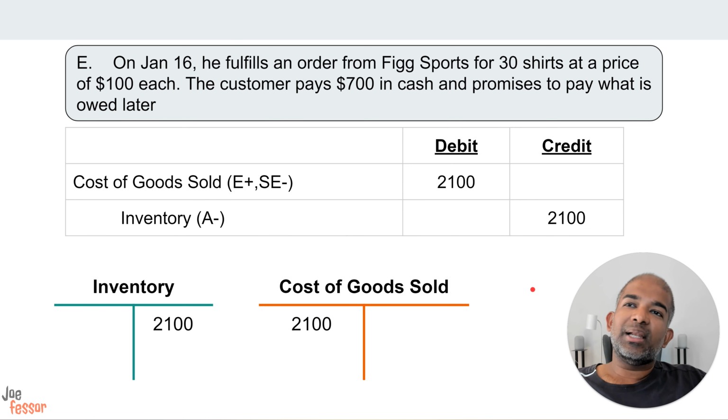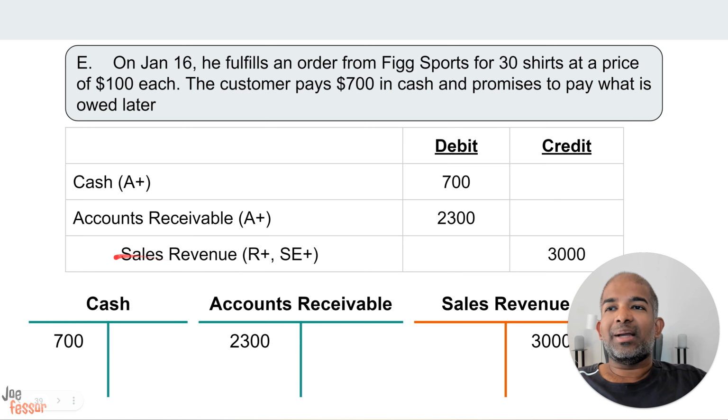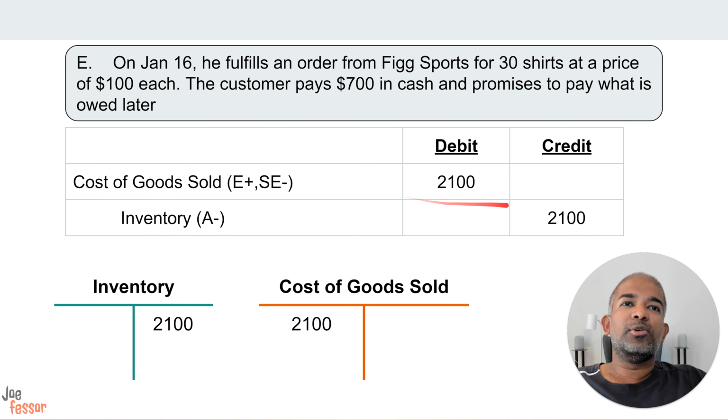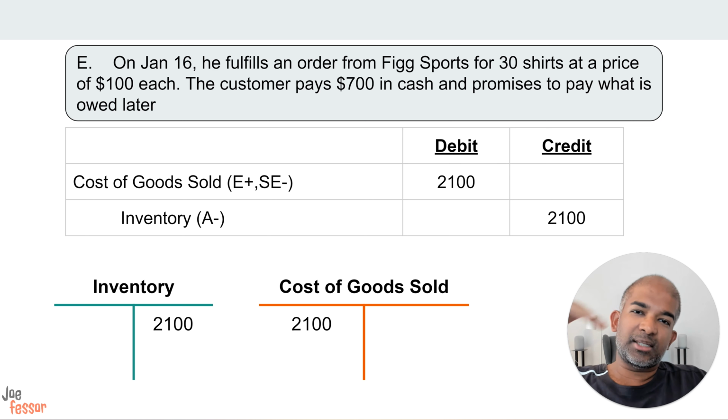Now let's try to visualize the whole transaction together. You have a sales revenue of $3,000. You also have a cost of goods sold of $2,100. Both of these go under the income statement. You have a revenue of $3,000 and the next line is the cost of goods sold of $2,100. The profit you generated in this transaction is $3,000 minus $2,100, which is $900.